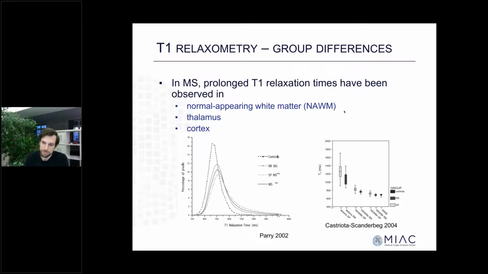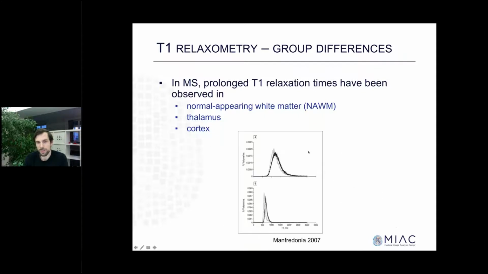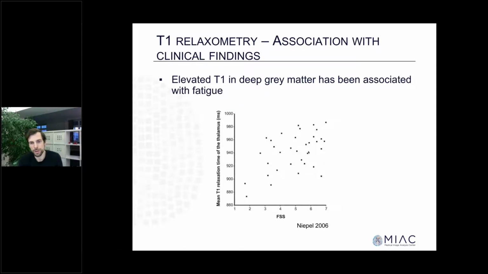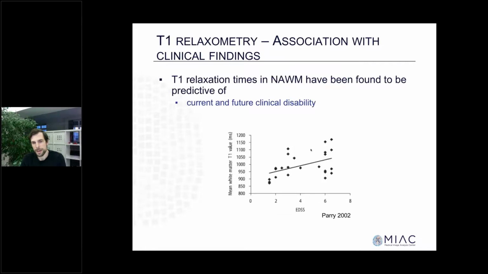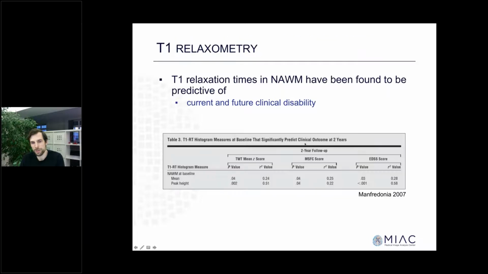Early studies 10-20 years ago found that T1 is prolonged in MS in different brain compartments. It's prolonged in the normal appearing white matter, in the thalamus, and also in the cortex. Furthermore, it was shown quite early that it is associated with clinical features such as fatigue, for example, and it is able to predict the current and future clinical disability. Here, for example, shown with the EDSS score, or here in another study also for the MSFC score and the TBT.